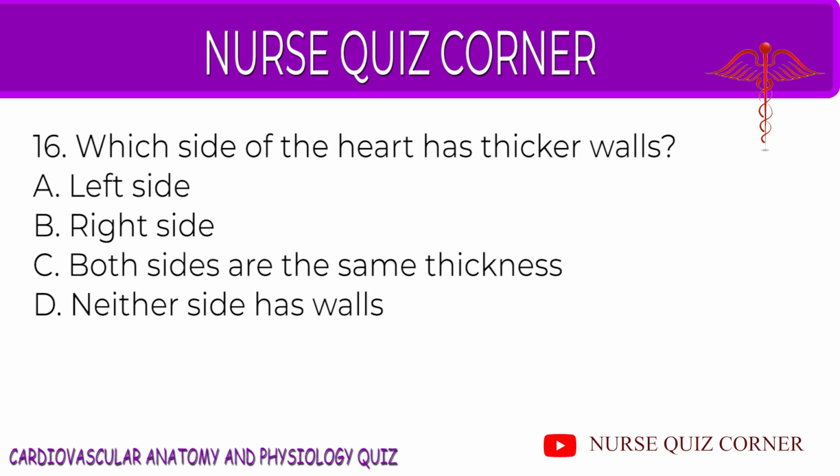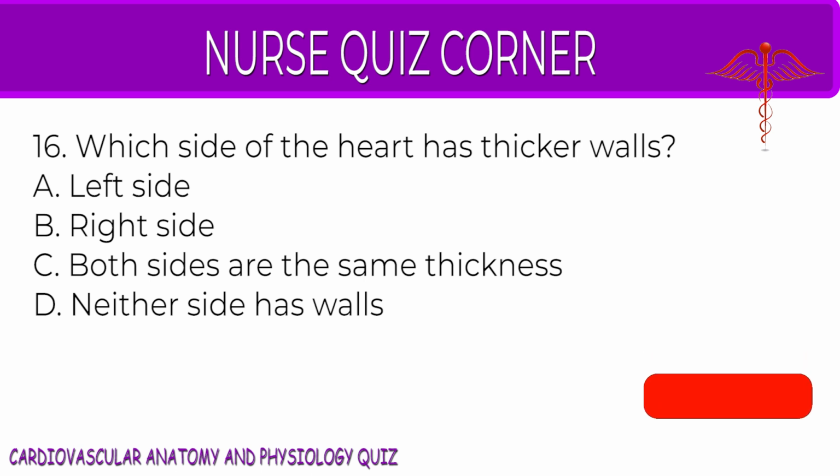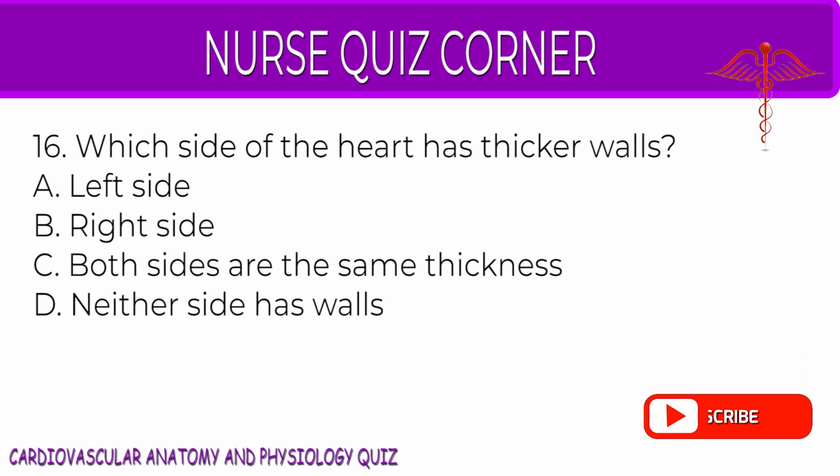16. Which side of the heart has thicker walls? A. Left side. B. Right side. C. Both sides are the same thickness. D. Neither side has walls.